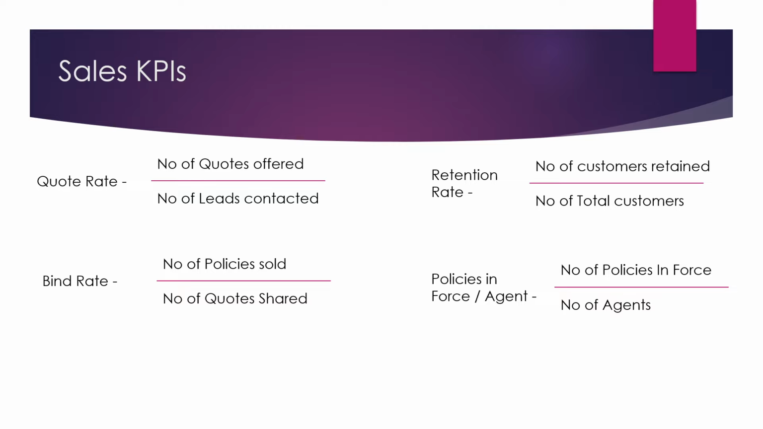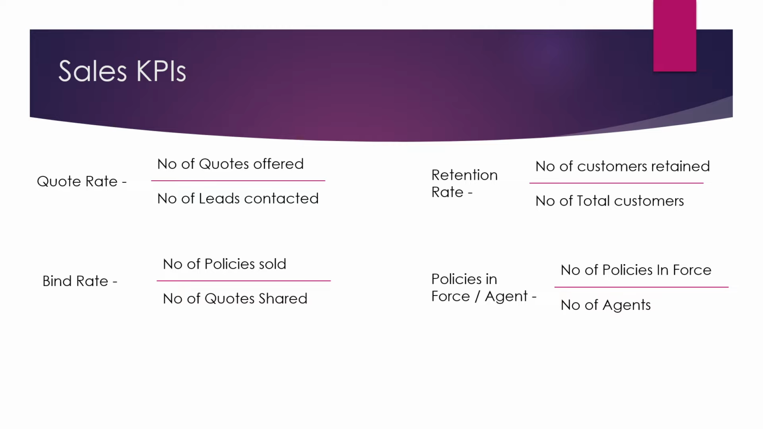And then policies in force by agent. This is also important: the number of policies in force by the total number of agents that you have. In force here means the number of policies which are active. The insurance technical term is in force, but you can understand it as the number of policies which are active at any specific point of time versus the total number of agents that you have.